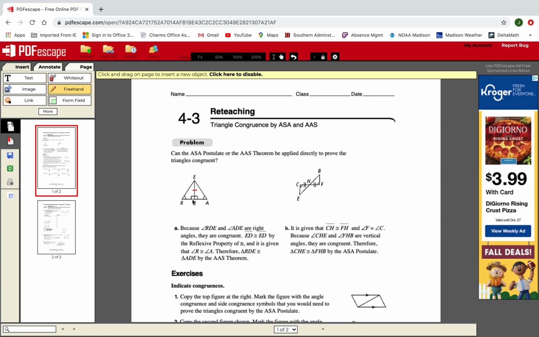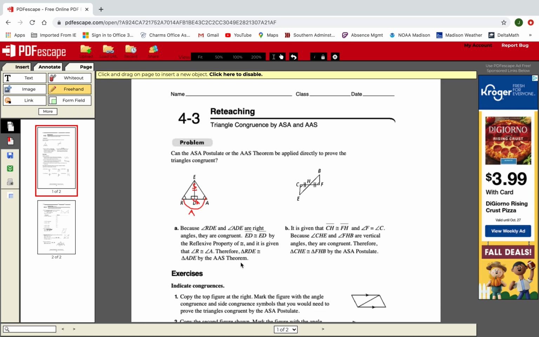It also notes that the angle Ds, the right angles, are congruent, and that angles R and A are shown to be congruent. So we have one pair of angles, a second pair of angles, and then this pair of sides. I know it only looks like one side, but there are two triangles here, so if you separated them, you have an AAS situation, angle, angle, side. So you can say that triangle RDE is congruent to triangle ADE by the AAS theorem.